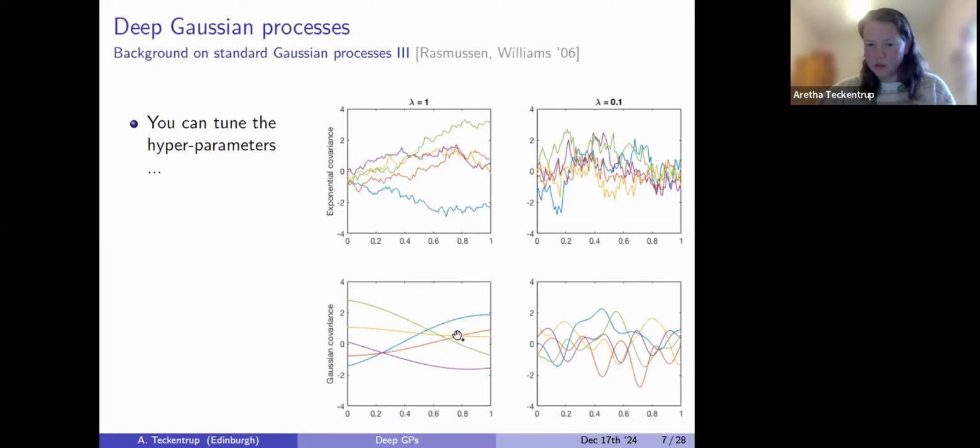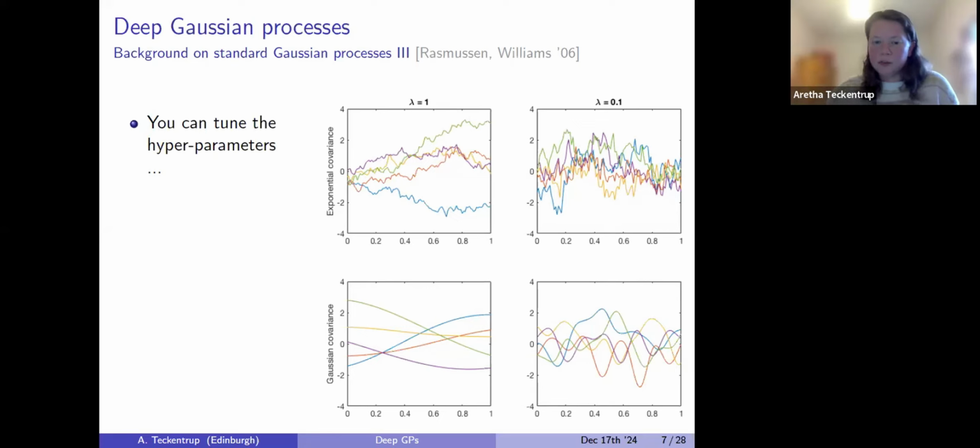Changing lambda changes length scales. So in the left column, I've chosen quite a large length scale, lambda equals 1, and you can see that you get more long scale fluctuations. And in the right column, I've chosen lambda equals 0.1, so much smaller length scale, and you can see that you get oscillations on much smaller length scales.